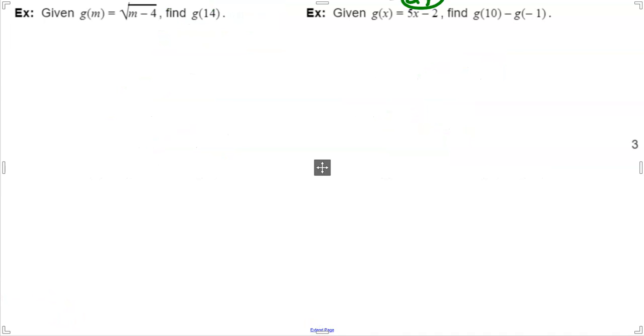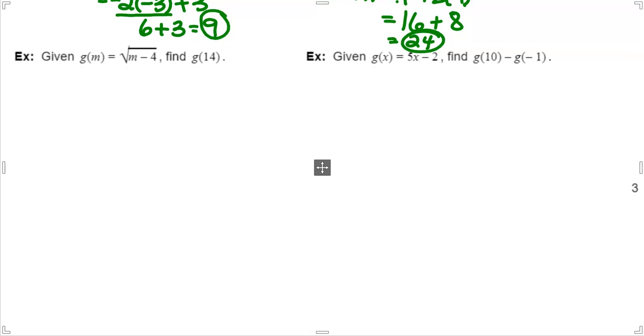Okay? So the next one in our notes is g of m is equal to the square root of m minus 4. So that means I need to input that, or 14, because that's what we're looking for. You need to input that in for m. Therefore, g of 14 is equal to the square root of 14 minus 4. Now remember, the square root is the opposite of squaring something. So if I had 16 over here as my 4 squared, when I take the square root of 16, remember we're asking what number did we multiply by itself to get 16, and that answer would be 4.